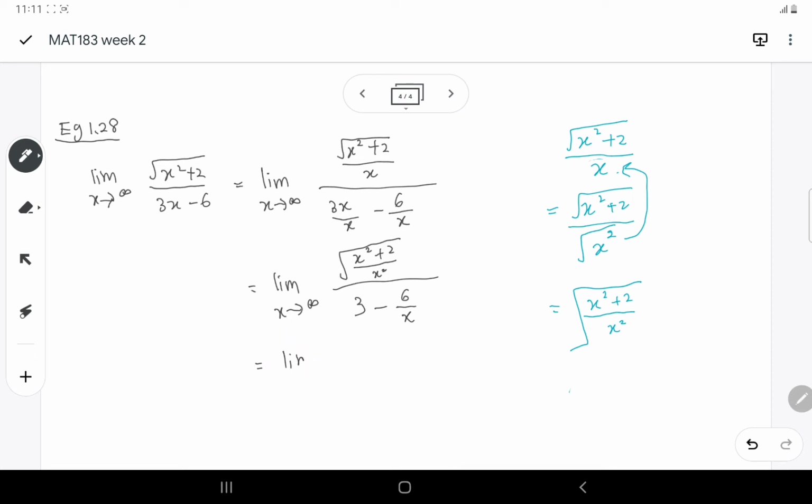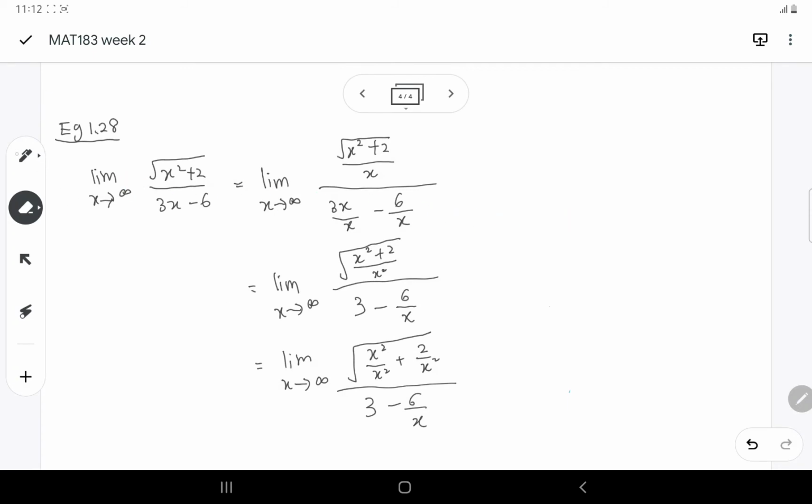And then it will become limit x tends to infinity, x square divide by x square plus 2 divide by x square. Yang ni kita boleh split kan dia sebab semua sekali dah masuk dekat dalam square root. Tadi asalnya dekat sini kita tak boleh split kan, sebab x bawah ni belum ada square root. So, bila semua dah ada square root, kita boleh split kan jadi macam ni. And then it will become limit x tends to infinity. X square divide by x square is equal to 1, plus 2 divide by x square, square root, and then divide by 3 minus 6 divide by x.